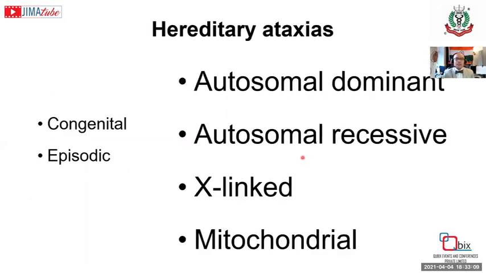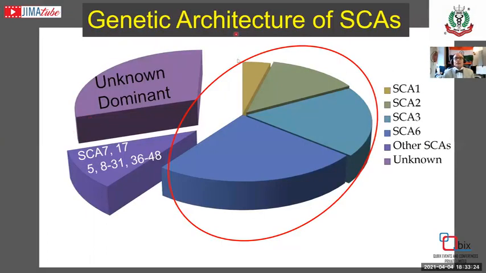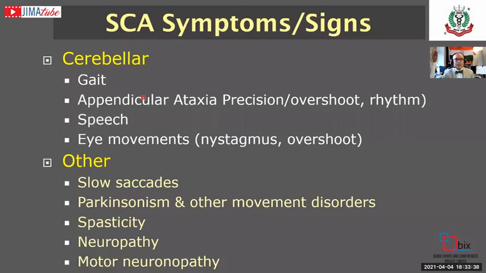Now we move on to the genetic ataxias. I'll be limited here. We can classify them into autosomal dominant, recessive, X-linked, and mitochondrial. We can also classify them as congenital. I talked about the ciliopathies and episodic ataxias 1 to 8, which are genetic. Now, spinocerebellar ataxias, these are the autosomal dominant ataxias. We have the SCA 1, 2, 3, 6, and then 17 and 7. And then there's a large group of unknown dominants that we have as the SCAs.